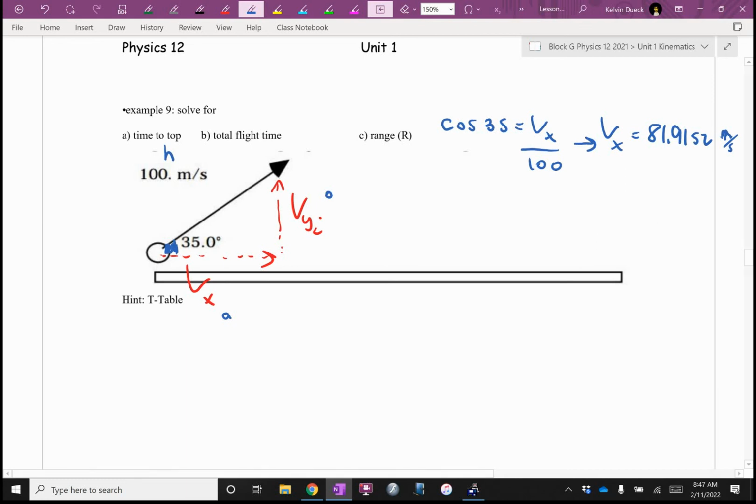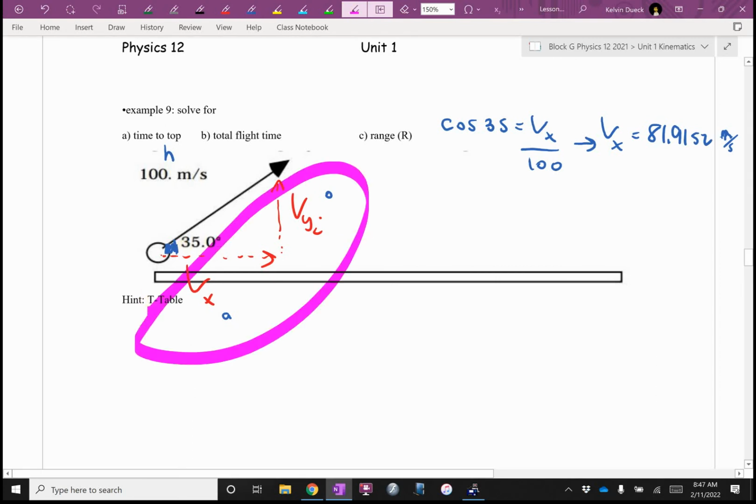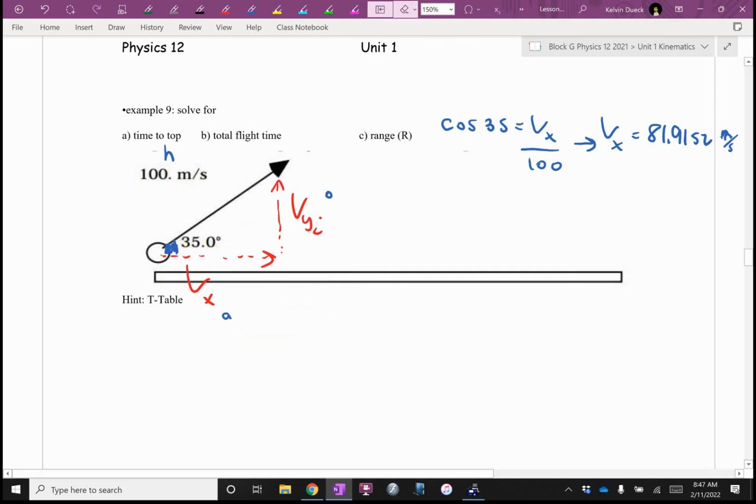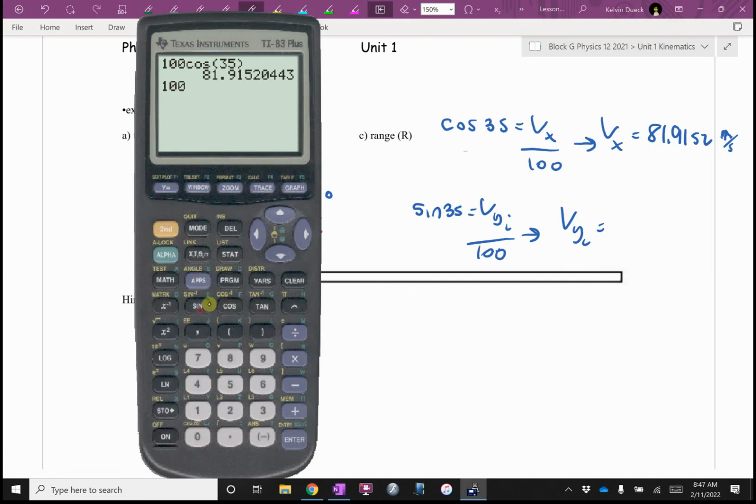Which trig function am I going to use to find Vy initial? By the way, I had somebody ask the other day, couldn't I use tangent? You could, but then you're using an answer to find an answer, and Braden, why not avoid that if I can, if it's easy? So I'm going to use sine. Vy initial over 100. And I get 57.3576. There's a nice place to round off. I'll go to that 6.